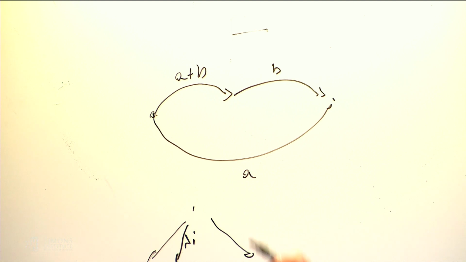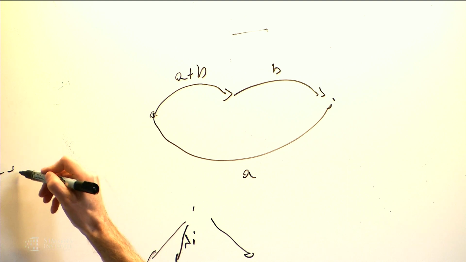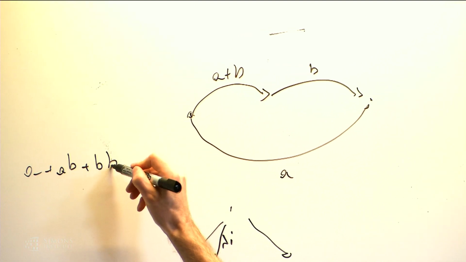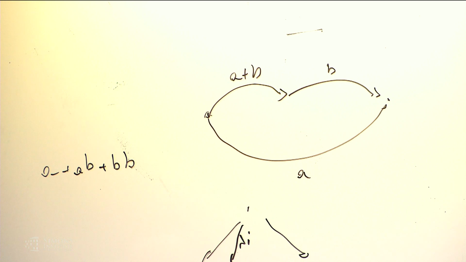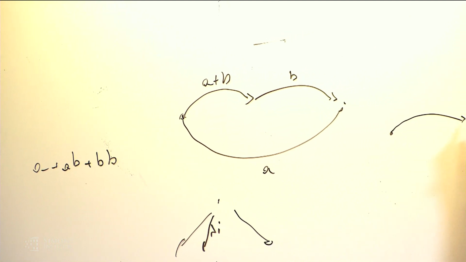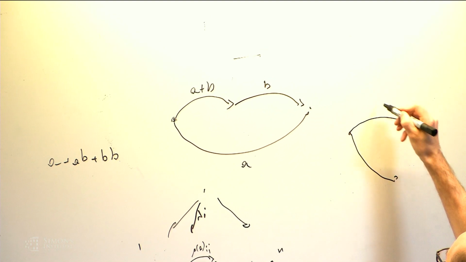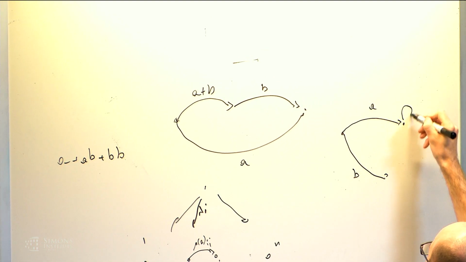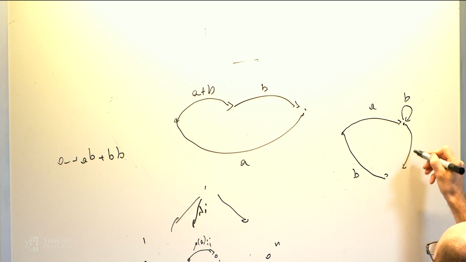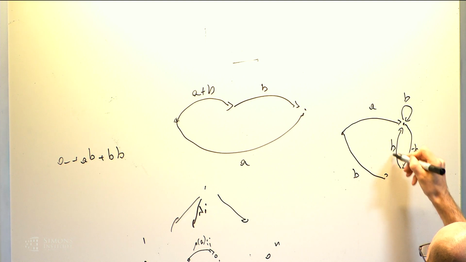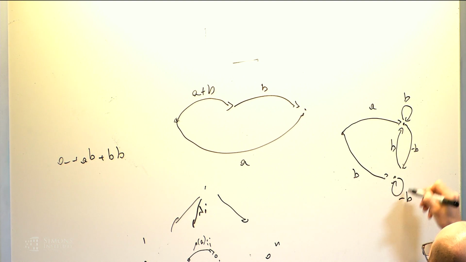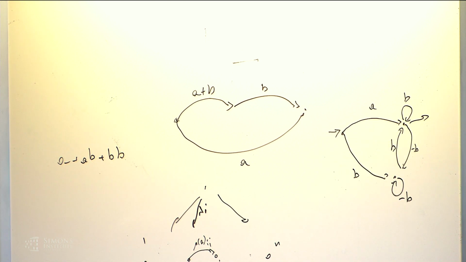Can you compute this very simple polynomial with loops? And you can check that if you do this, so I hope I won't make a mistake. A, B, B, minus B, minus B, and this is output and this is input, then it computes the same thing.